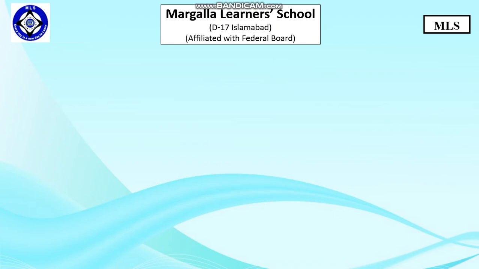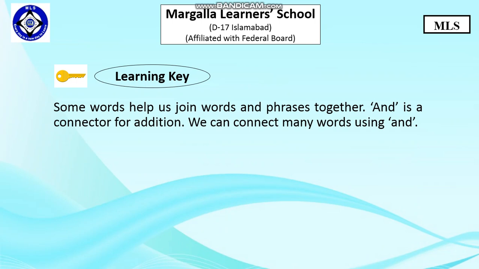So, did you see the highlighted word in the pictures above? Some words help us join words and phrases together. And is a connector for addition. We can connect many words using and. For example, in the pictures, it was the moon and the stars. The moon is one thing and the stars is another, and they both are connected with the word and.